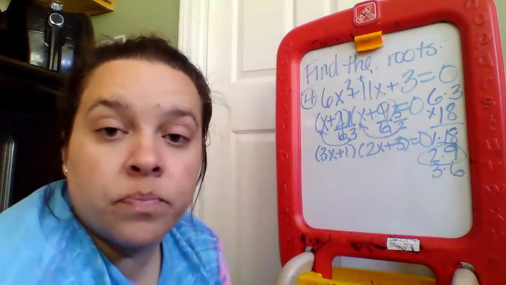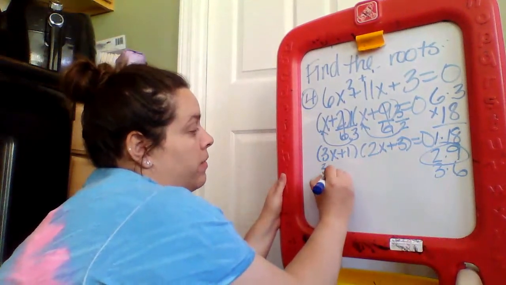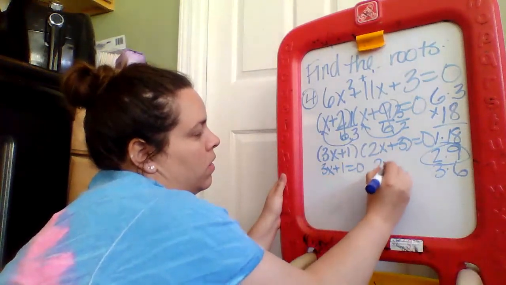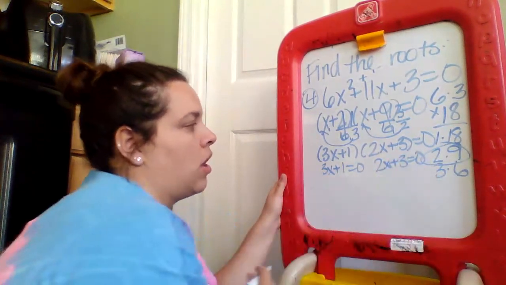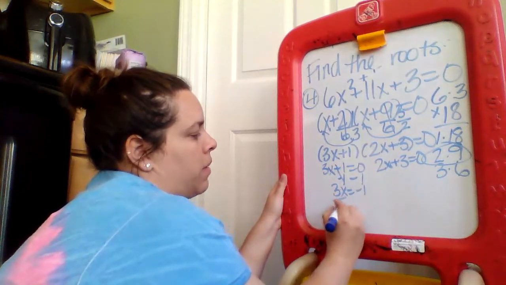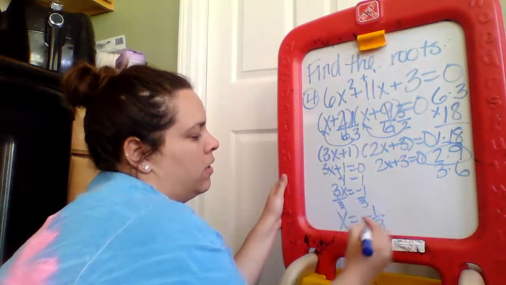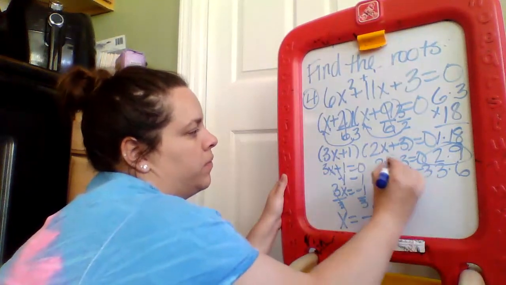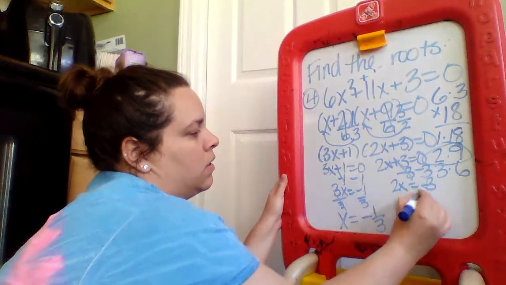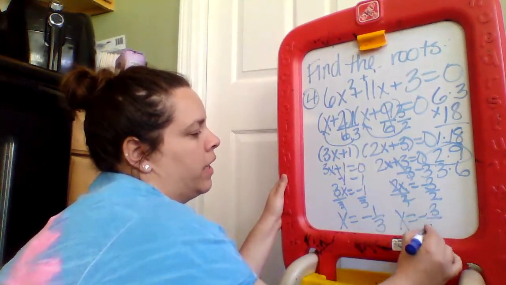And I'm factored. So now that I've factored, let's set each of those factors equal to 0. Hopefully I'm having enough room here. And solve. So subtract 1. Divide by 3. So x equals negative 1/3. Subtract 3. Divide by 2. And x equals negative 3/2.